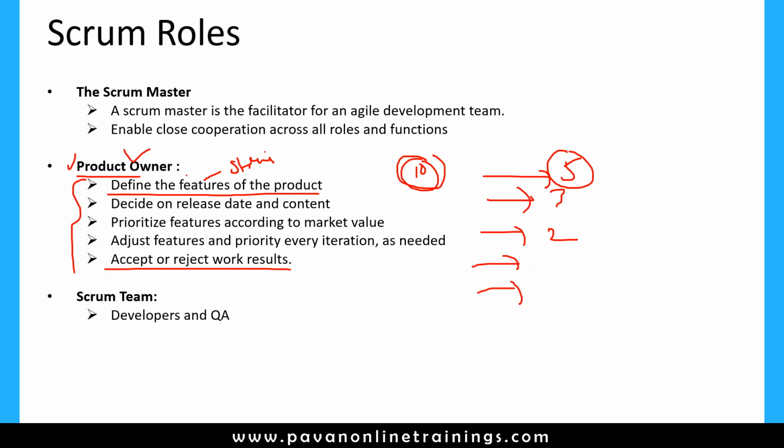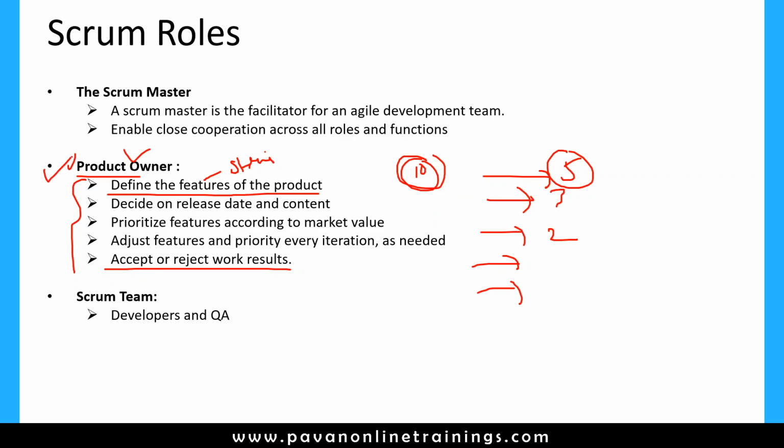Okay, so his main role is getting the requirements from the customer, creating the epics and stories, prioritizing those stories, and deciding the release dates and all. And then he also has the right to accept or reject our work results. So these are the main tasks the product owner will do. Okay, this is one guy in the agile process.